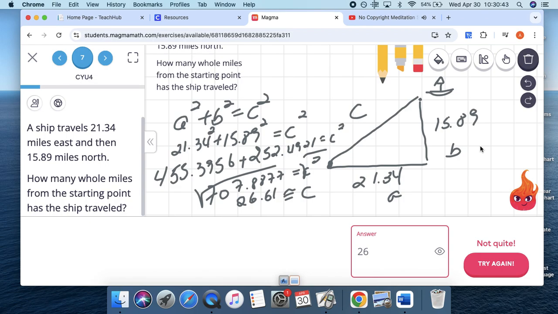So let me just verify my work. 21.34 and 15.89. 21.34 times 21.34, 455.3956. Okay, that's okay. 15.89 times 15.89, 252.4921. So we're going to add that to 455.3956 equals, take the square root of that. That gives me 26.61. I'm not too sure where the mistake is. So I'm just going to leave, well, if it says how many whole miles, the answer would be 27. Unless I'm missing something.